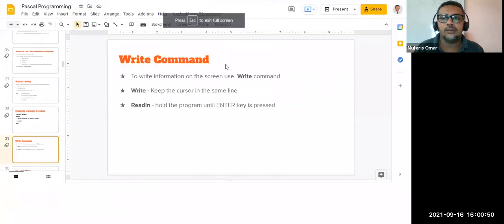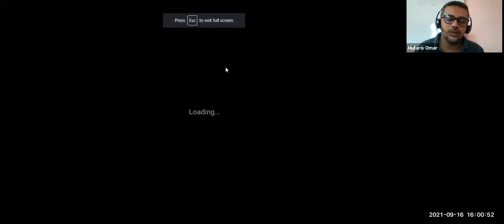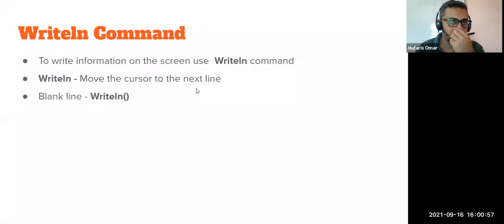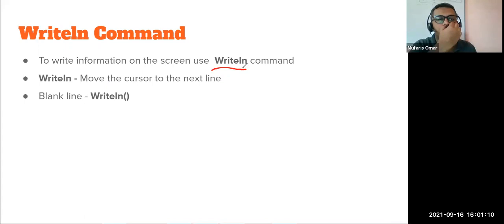Okay. So now, can you all note this down also? Write ln command. To write information on the screen, use the write ln command. Write ln moves the cursor to the next line. That's what I said. So you can display in the next line.